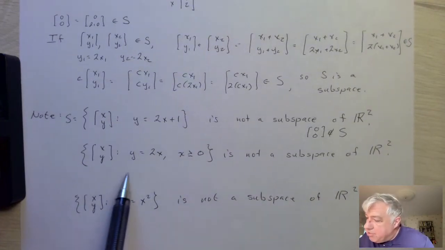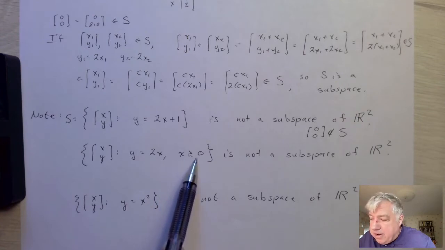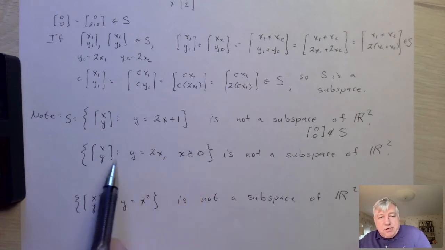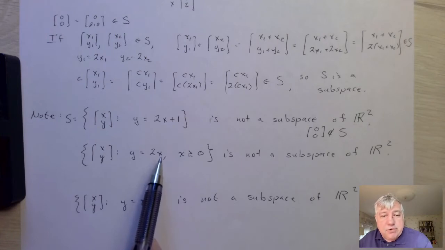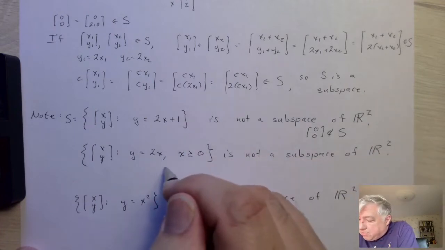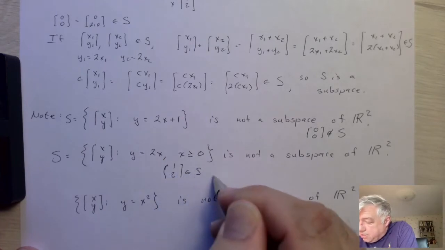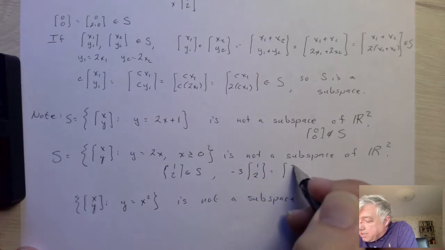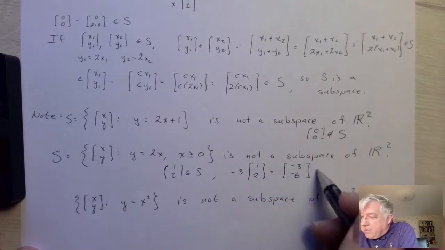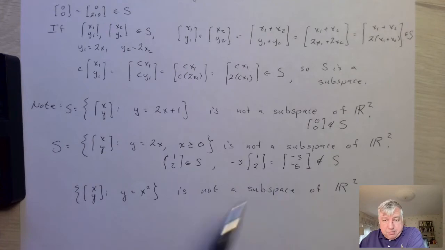If we were just to restrict our values to positive values of x, or non-negative values of x, well, (0, 0) would still be in here, and this would be closed under vector addition, but it would not be closed under scalar multiplication. For example, this is S. We can see that (1, 2) is in S. But if we multiply it, let's say, by -3, that's (-3, -6). Because -3 is negative, this would not be in S. Okay, so this is not a subspace either.